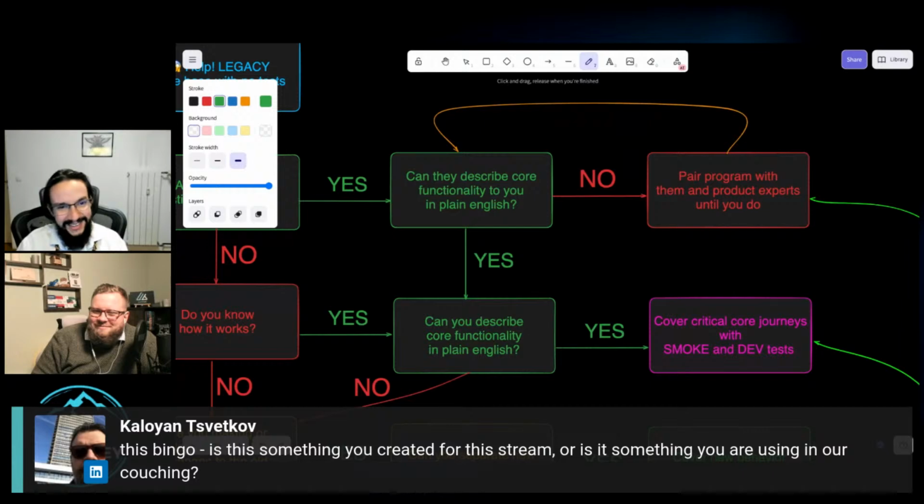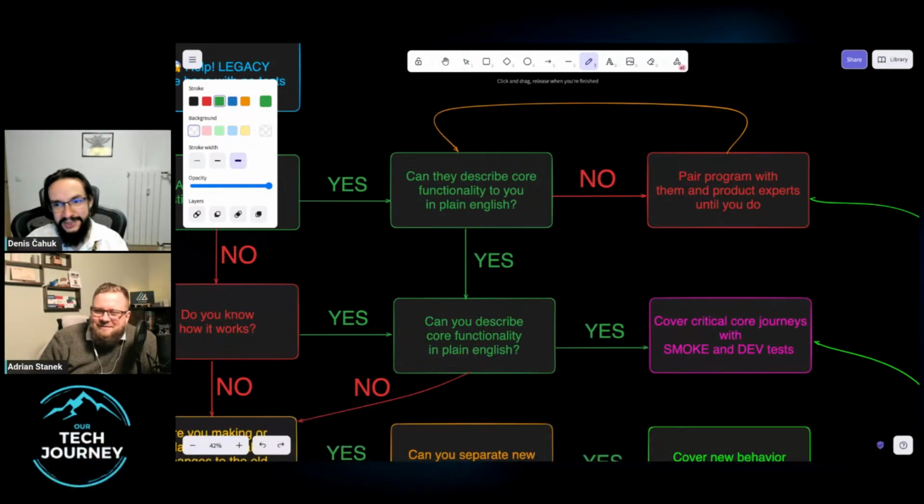This bingo, is this something you created for the stream, or is it something you're using in your coaching? Both. This is the first time I've written it down, but I use this all the time in my coaching sessions.